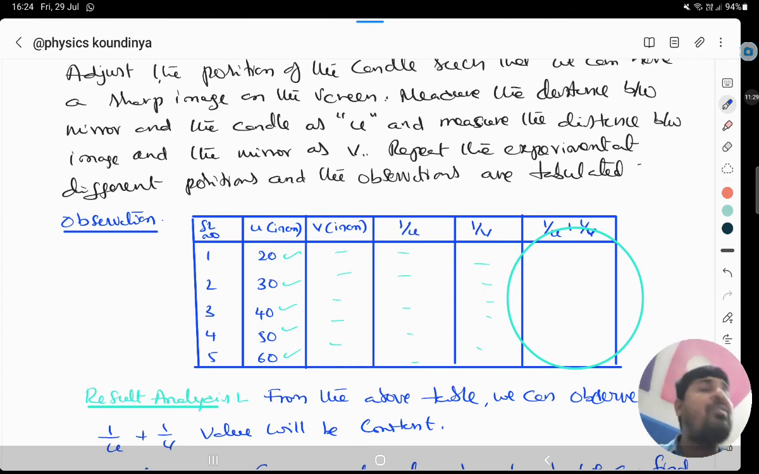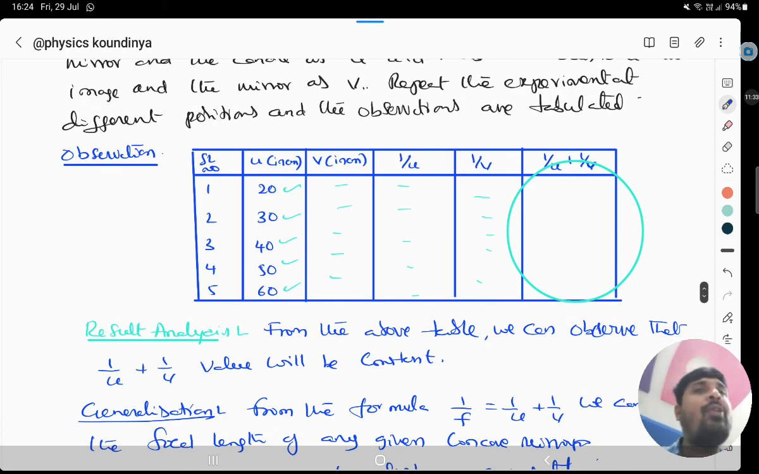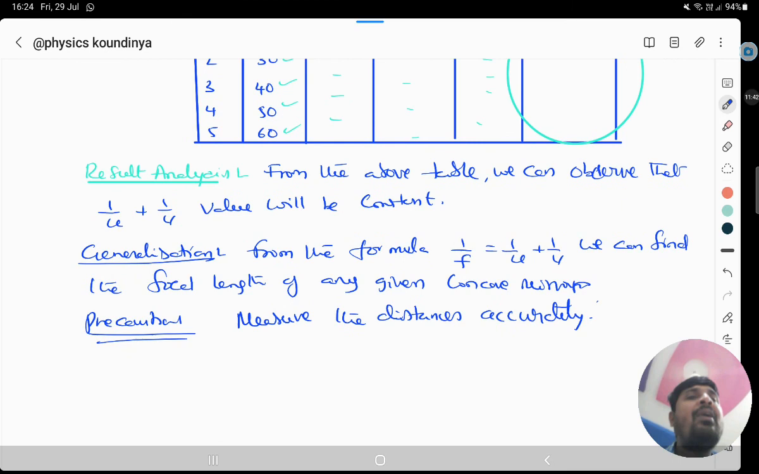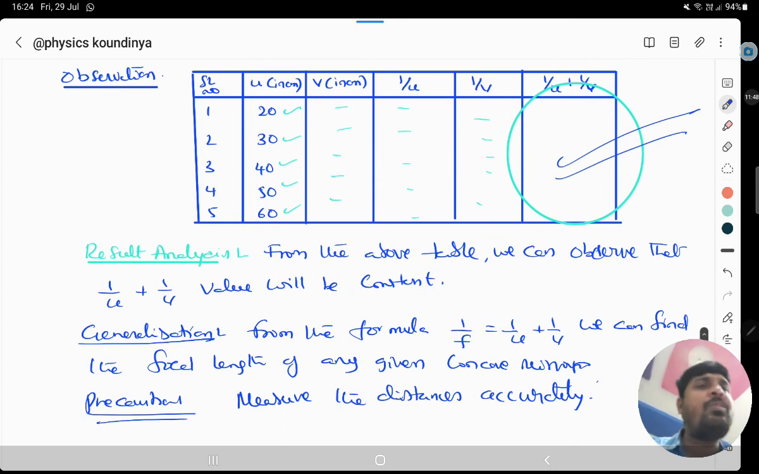We are going to repeat the experiment at different positions of the candle, and every time the observations are going to be tabulated. So the observation is going to have a table: serial number, u, v, 1 by u, 1 by v, 1 by u plus 1 by v. And the result analysis is, I told you that in all the cases we find 1 by u plus 1 by v value will remain approximately constant.